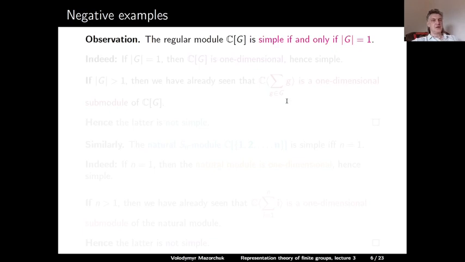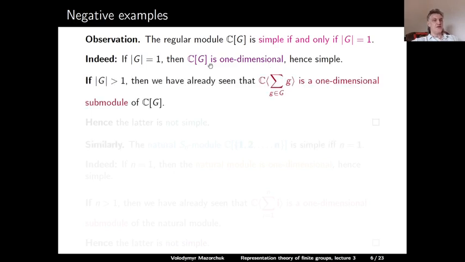Observation: the regular module over G is simple if and only if G consists of one element. Indeed, if G consists of one element, then the regular module is one-dimensional and hence simple. If G consists of more than one element, then we saw that the linear span of the vector in the regular module given by the sum of all elements in G is a submodule of the regular module. So this is a submodule which is non-zero and which is not equal to the whole module. So the regular module is not simple in this case.